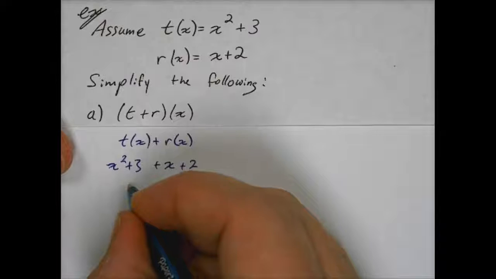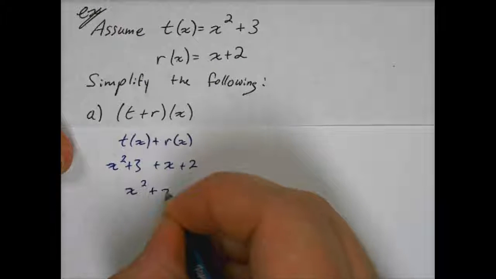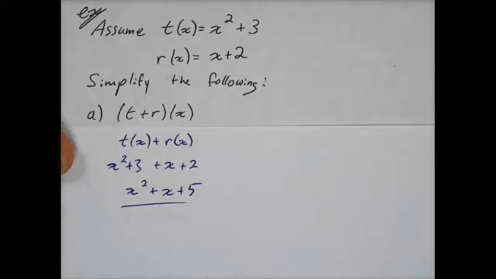Then just simplify your function. So I have x squared plus x plus 5. That's it. That's really all we're trying to do there.